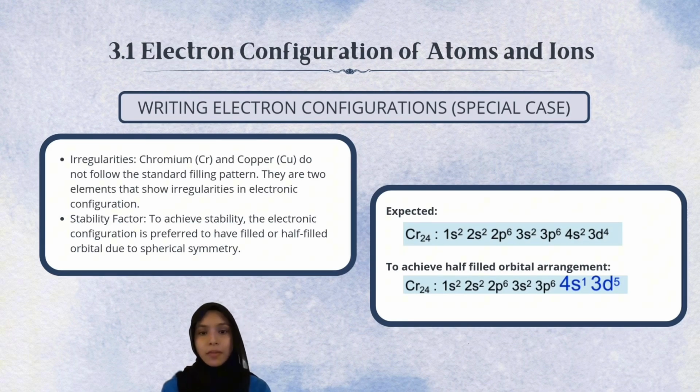So let's take chromium as an example. We might expect chromium to end with 4s2, 3d4. However, to achieve that highly stable half-filled arrangement, one electron from the 4s orbital moves to the 3d orbital. So this gives us the actual configuration of 1s2, 2s2, 2p6, 3s2, 3p6, 4s1, and 3d5.